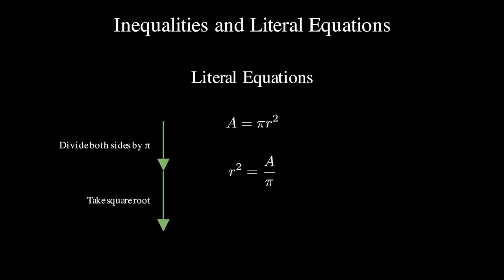Finally, we turn our attention to literal equations. A literal equation is an equation involving variables where one or more variables are solved in terms of others. For example, in the equation A equals pi r squared, we can solve for r in terms of A and pi. This can be done through adding, subtracting, multiplying, dividing, or any other mathematical process to both sides of the equation to simplify it while keeping everything balanced and equal.